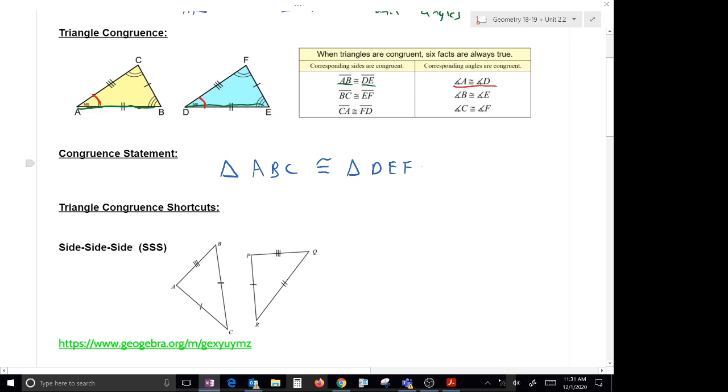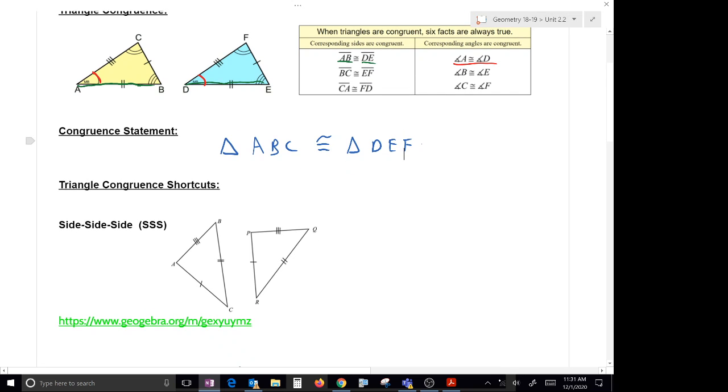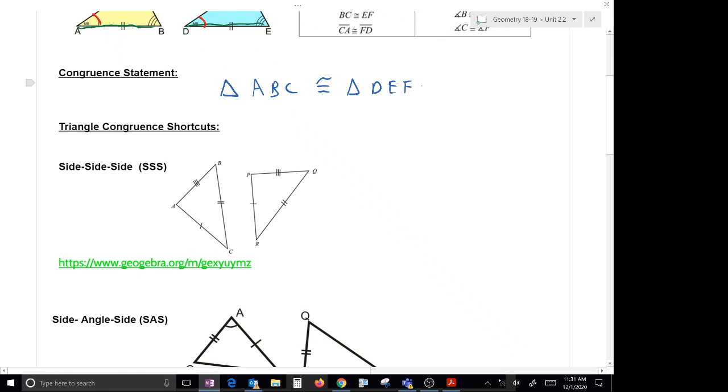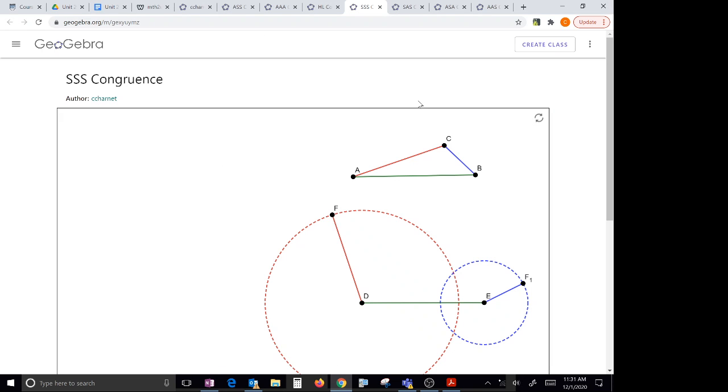Now, finding three pairs of congruent sides and three pairs of congruent angles, that's 6 things. That's quite a bit to determine congruence. So luckily for us, there are some shortcuts in triangles. We don't have to know all the angles and all the sides are congruent to know that triangles are congruent. Our first shortcut is called side, side, side. So if you click on this GeoGebra link in your notes, you should be able to pull that up.